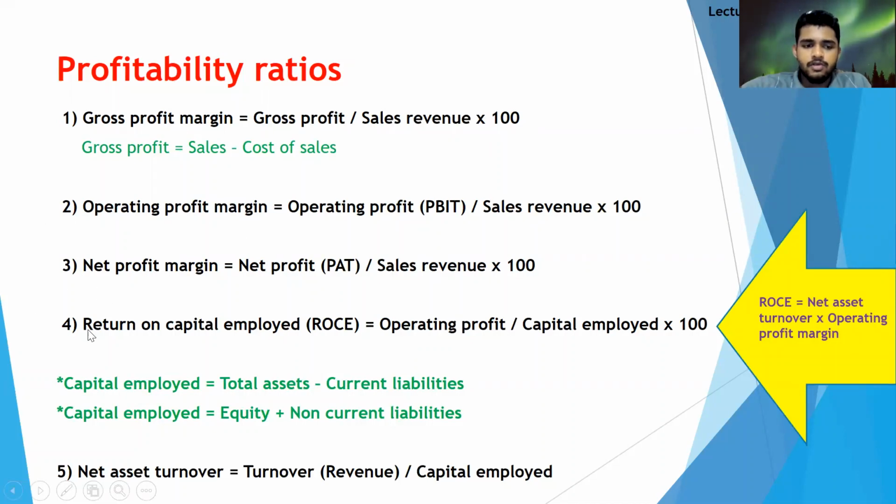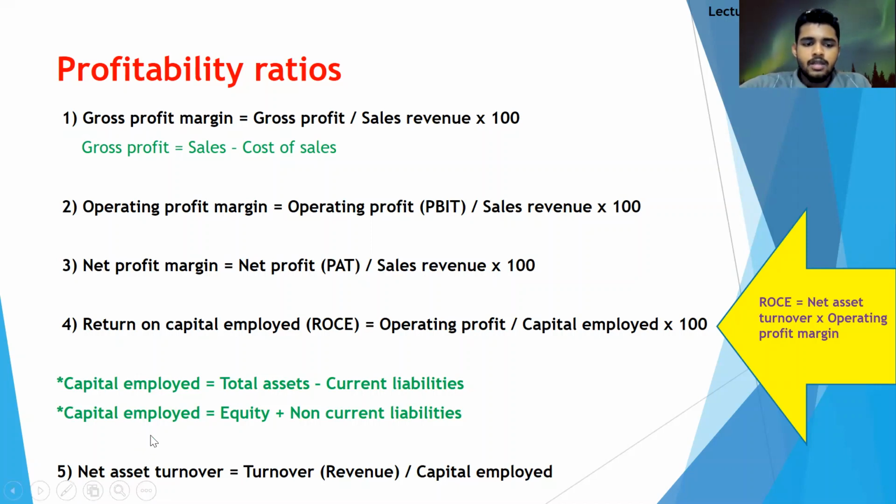The fourth ratio we have is return on capital employed, ROCE. Return on capital employed is equal to your operating profit or PBIT divided by capital employed into 100. So what is your operating profit as a percentage of your capital employed? That is the indication of this ratio. How to calculate the capital employed? You have two methods. The first method is capital employed is equal to total assets minus current liabilities. Another method is capital employed is equal to equity plus non-current liabilities. Regardless of which method you use, you will always get the same answer.